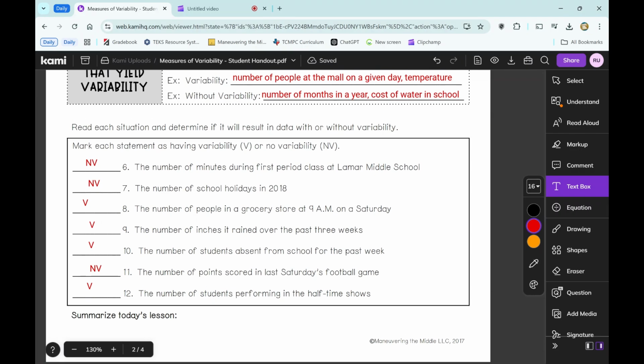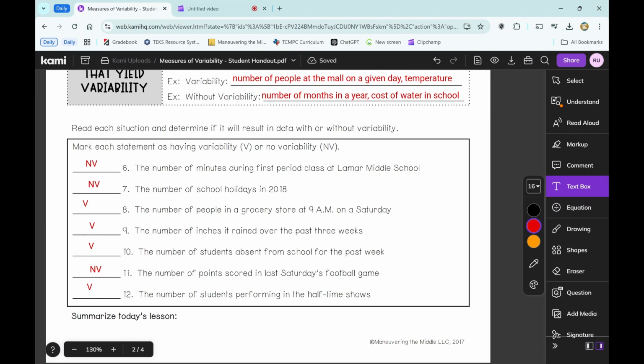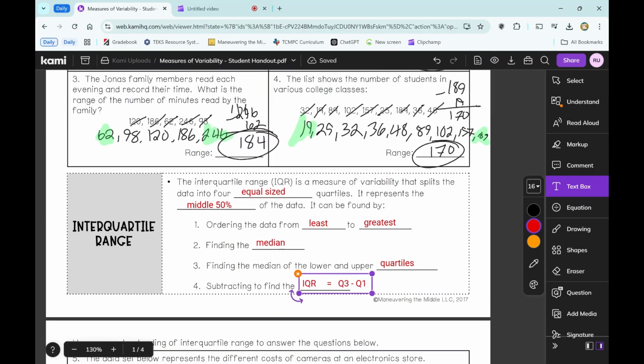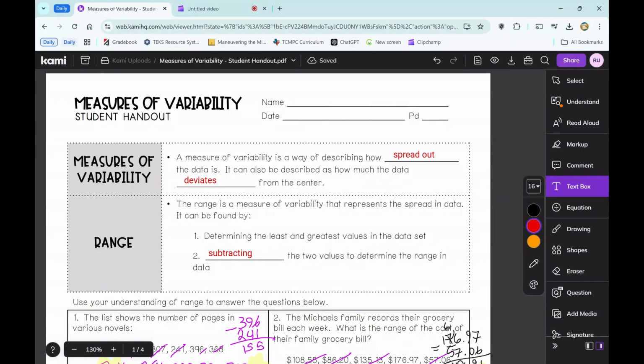Go ahead and start working on the homework that is attached to this. It should be called Measures of Variability so you can get more practice on this. If you have any questions with it, definitely let me know.